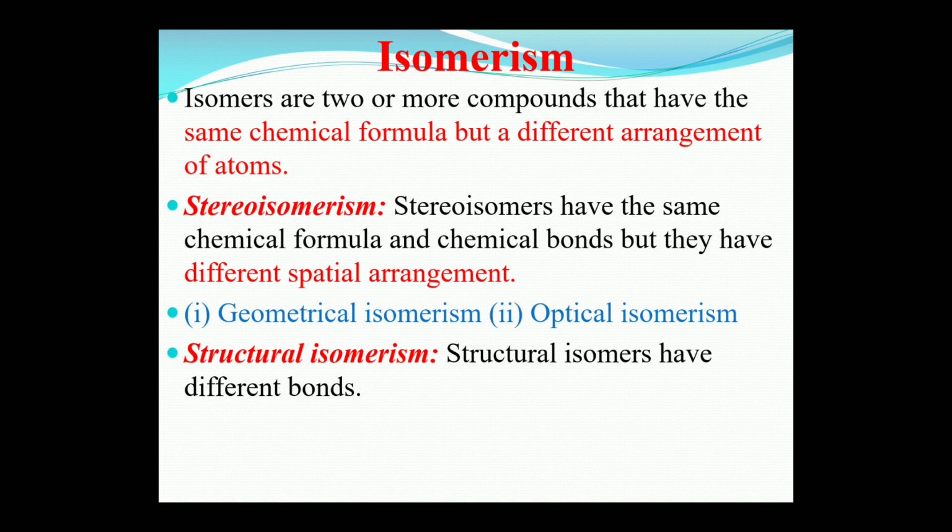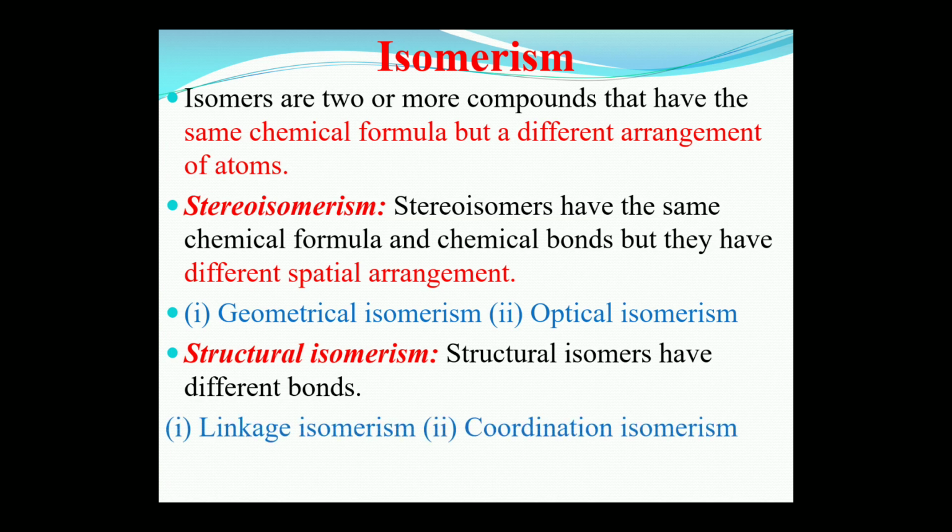For example, there are two types of stereoisomerism, that is geometrical isomerism and optical isomerism. And the first is structural isomerism. What are structural isomers? Structural isomers have different bonds, like linkage isomerism or coordination isomerism.